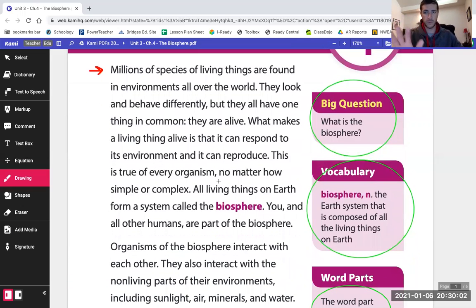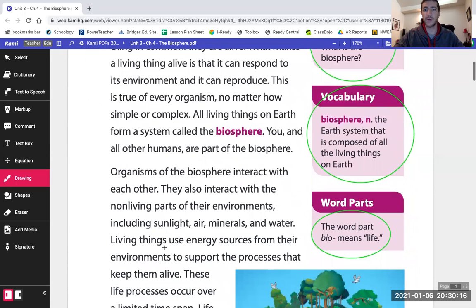Okay, so quick right there. All living things are part of this. You, me, everything. It even says right here, you and all other humans. Zombies, I'm not sure. We're not going to deal with that one. But all living things, biosphere.